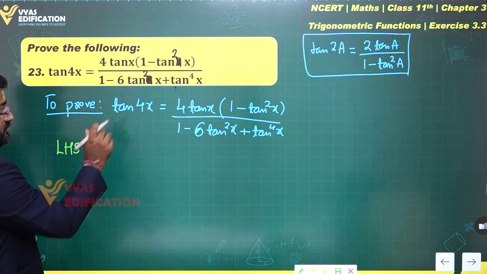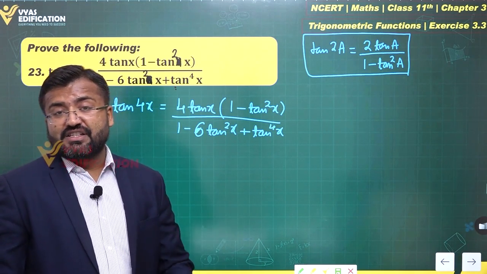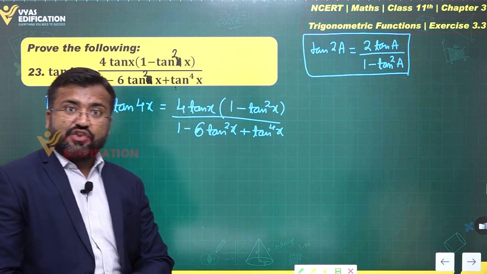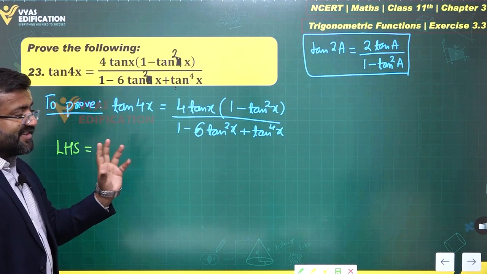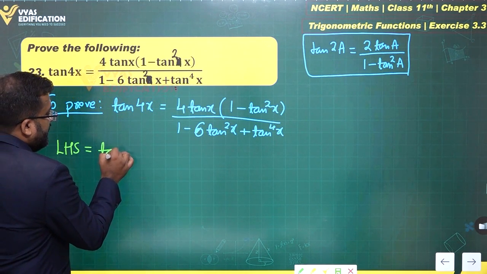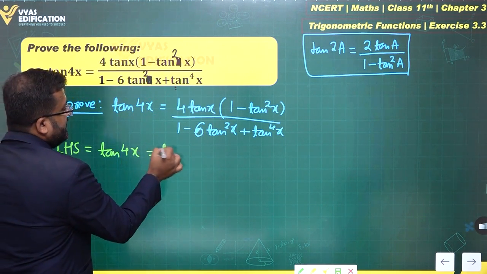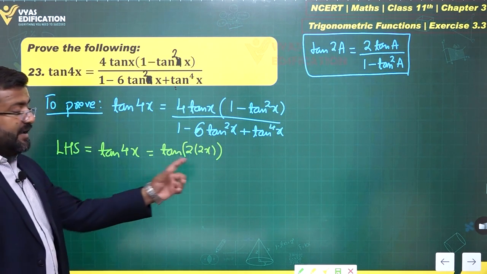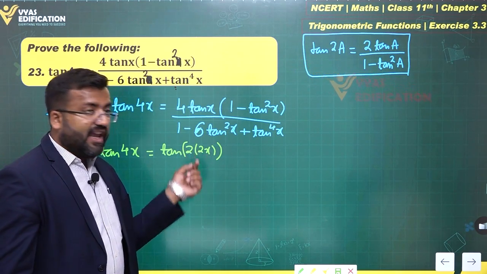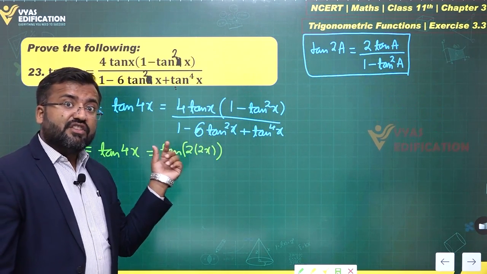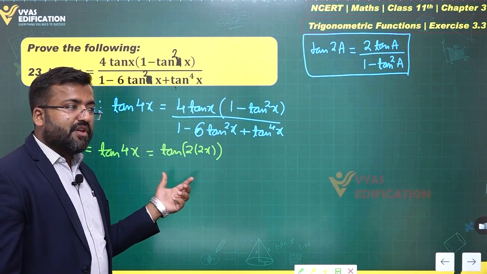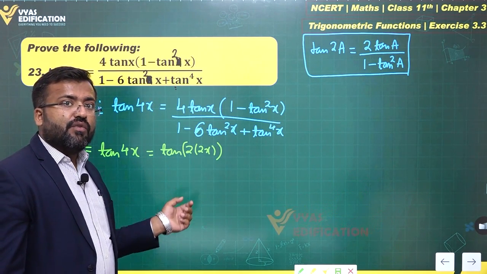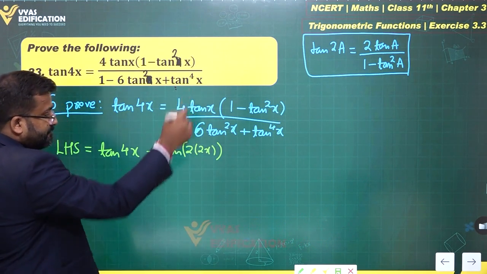LHS, though it looks simple, is misleading. It is tan 4x, right? Tan 4x compared to tan x is complicated. So tan 4x can be written as tan of twice 2x, right? This is what you have. 2 times 2x. This is tan of 2a. I want to apply the formula of tan 2a, which is 2 tan a upon 1 minus tan square a. This will become 2 tan 2x over 1 minus tan square 2x.